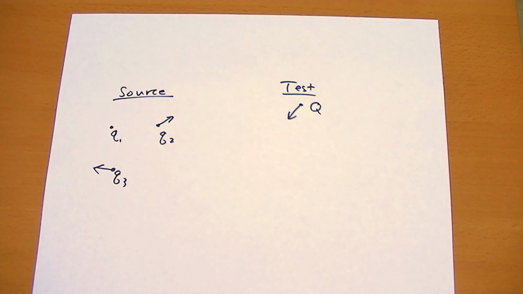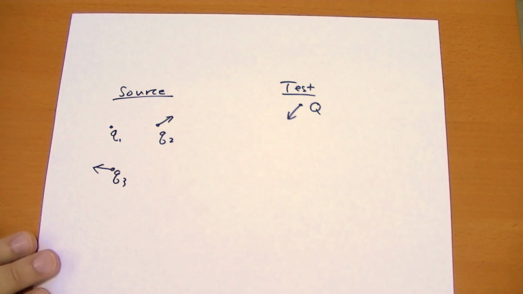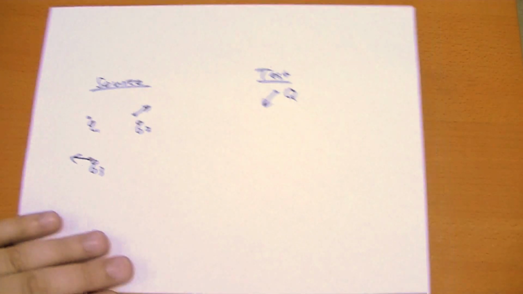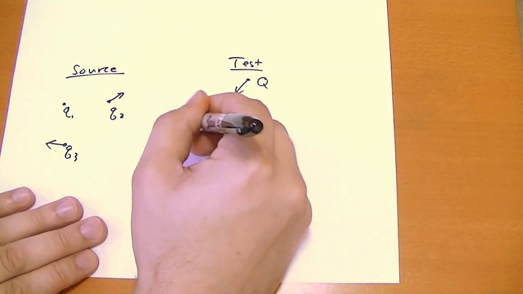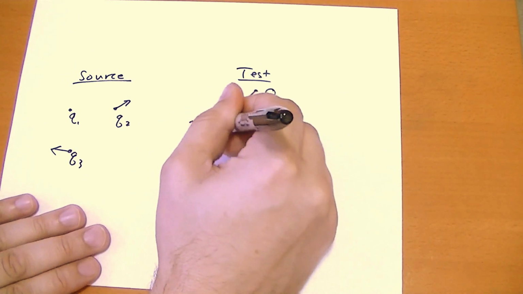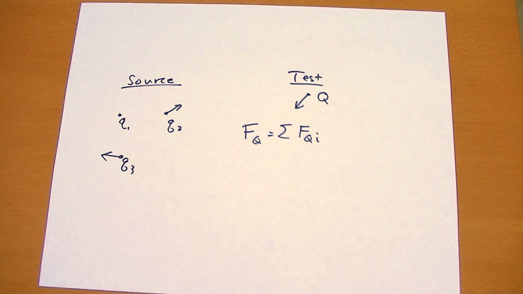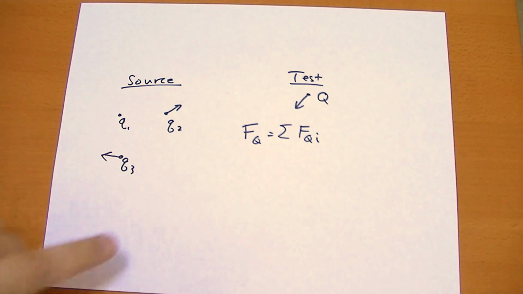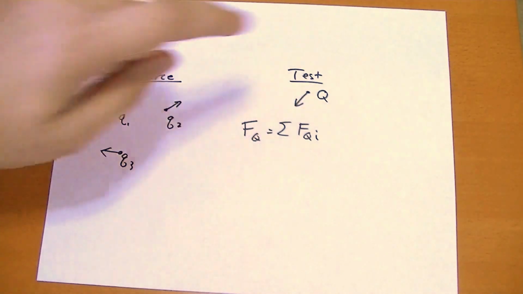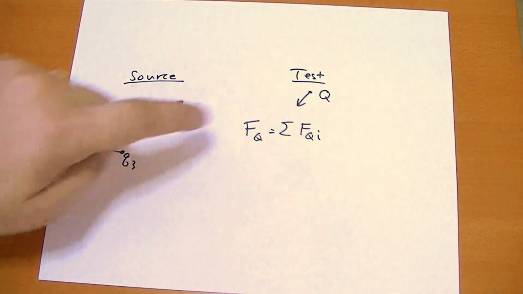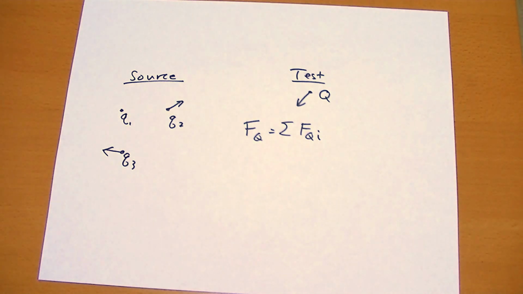That's not a simple question to answer, and if it weren't for the principle of superposition, it may be all but impossible to answer. Luckily, we can write the force on Q as equal to the sum of all the forces on Q by the various source charges, independent of one another. So if we just think about what does this charge do to that charge, and what does this charge do to that charge, and then what does this charge do to that charge, each in isolation, then add up the separate forces, we'll get the total force acting on our test charge.